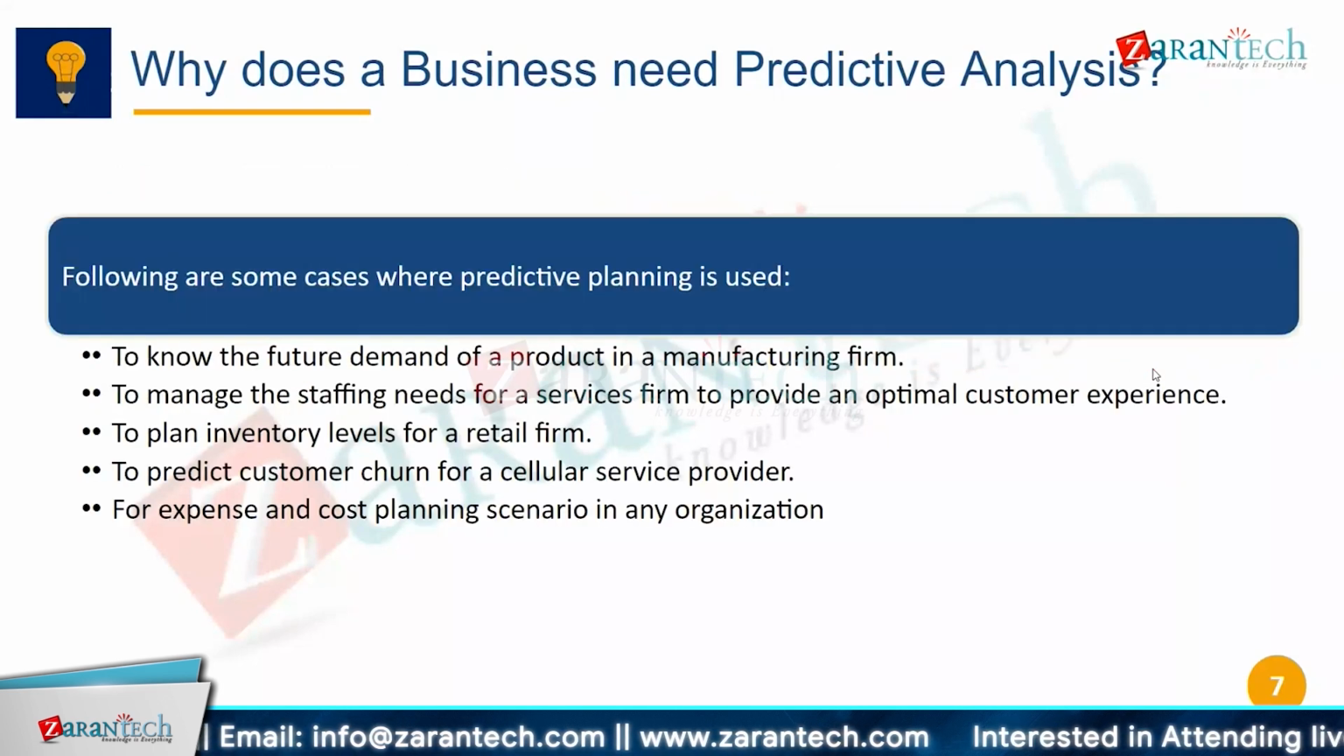So following are some of the use cases where predictive planning is useful. To know the future demand of a product in a manufacturing firm, to manage staffing needs for a service firm, to provide an optimal customer experience. For example, a service provider company like TCS, Wipro, Deloitte also needs to plan for staffing needs. You can't recruit all of a sudden.